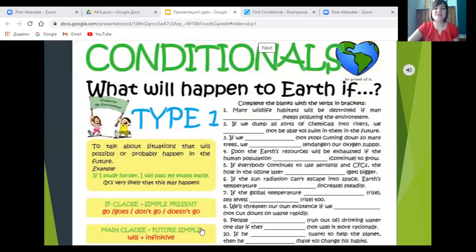These are more sentences to give you some practice and get you to think about the environment. There are 10 conditional sentences you are supposed to fill in with the verbs in the brackets. I give you 2 minutes to do the task. I recommend you take notes and then we will check the answers.